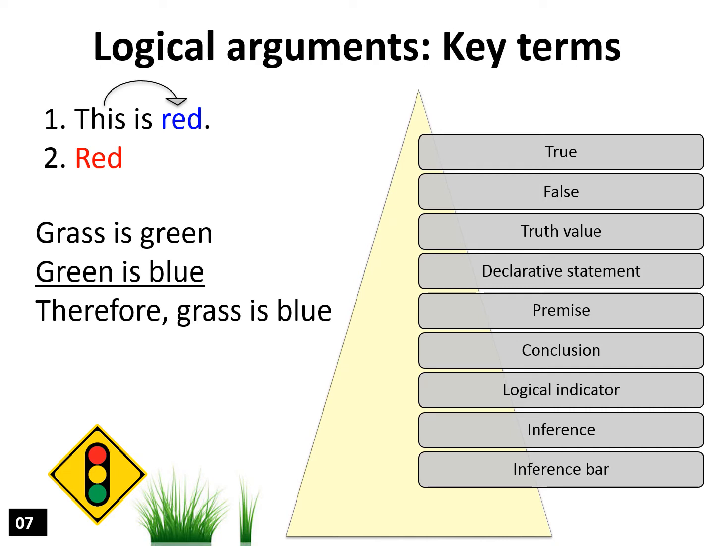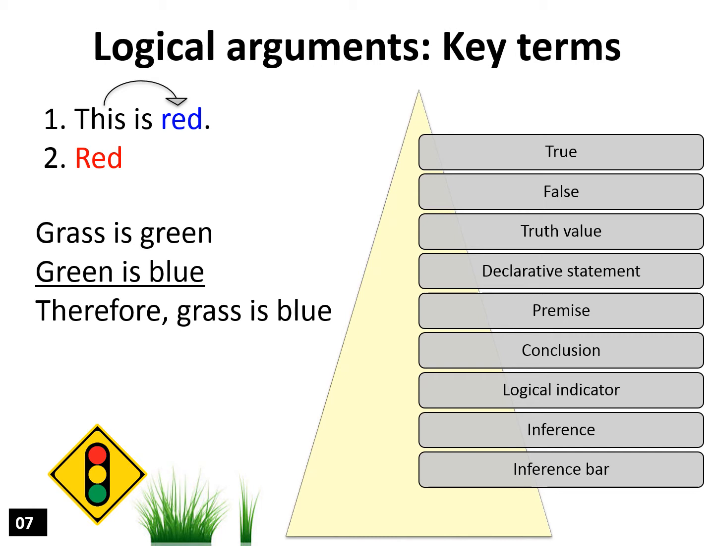Let's look at the next one. Grass is green, green is blue, therefore grass is blue. Well, each of these is a kind of sentence. I'm going to use the word declarative statement. So a declarative statement is a sentence that is not a question, and it is also not an order. So grass is green, green is blue, therefore grass is blue. It kind of makes sense, but it seems a bit strange, doesn't it?